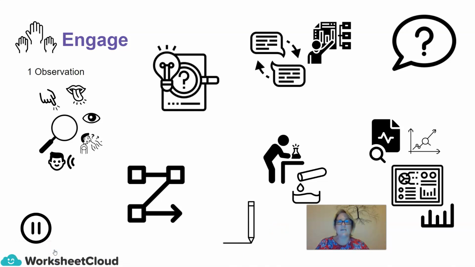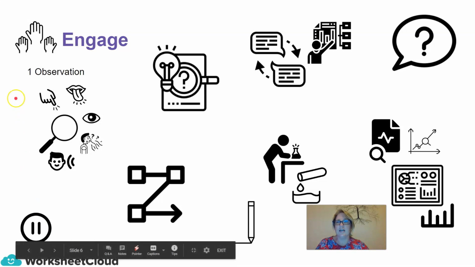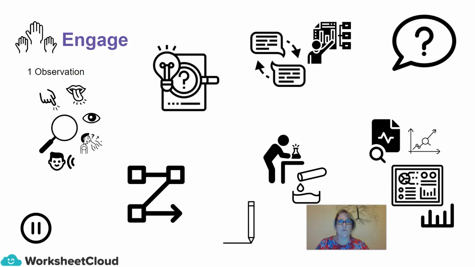So the first thing that's important in any investigation is the observation skills. And that is where we use our senses. We use our eyes, our sense of smell, our hearing, our touch, our tasting to take in and observe the phenomena and scientific things around us.